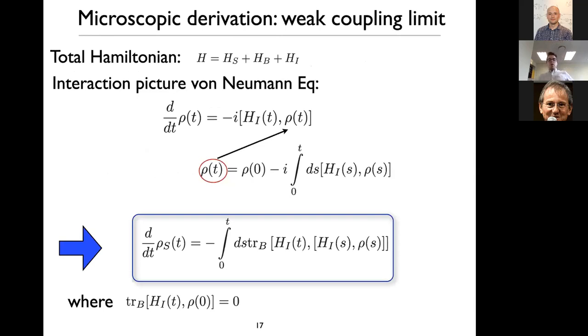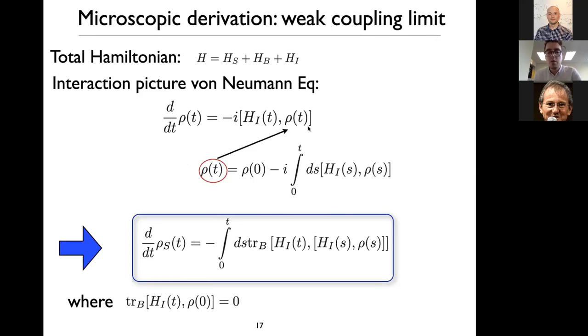Okay, so in order to proceed, we want to make an assumption that our open system S and our environment B are only weakly coupled. The way we introduce this approximation is that we first formally integrate the von Neumann equation, whose solution is given by this line, and then we substitute the solution back into the right-hand side of this equation. The reason we do this is that it allows us to perform this weak coupling assumption between the open system and the environment.